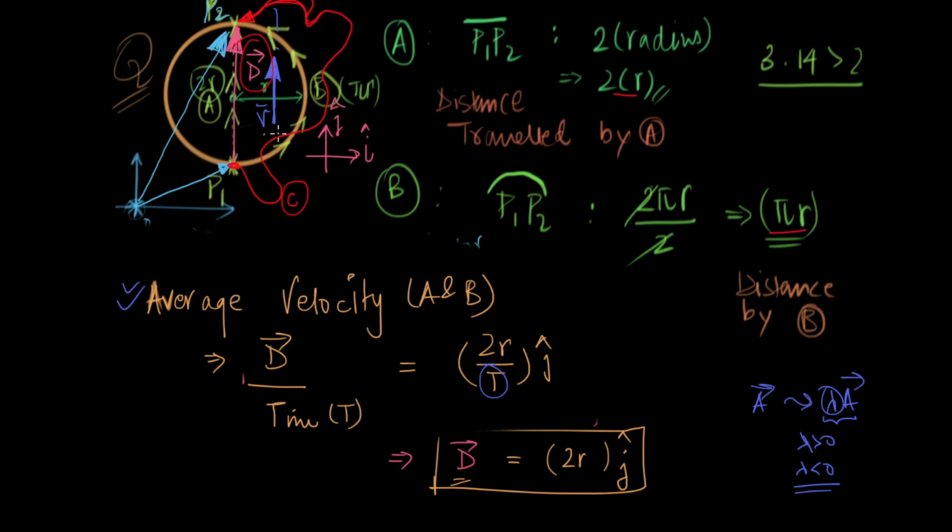So if we consider only this part of the motion of the person, the displacement vector would still be the same. Not only that, if we know that the person covers this distance defined with the red line in the same amount of time as the other two, A and B, then t would be the same, and therefore average velocity would therefore be the same as 2r by t j cap. So that is a slightly weird aspect of vectorial analysis, or basically vectors, but that helps.